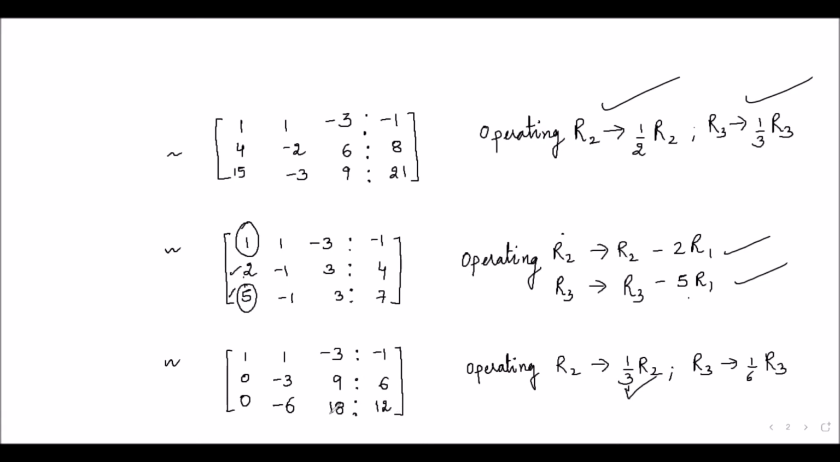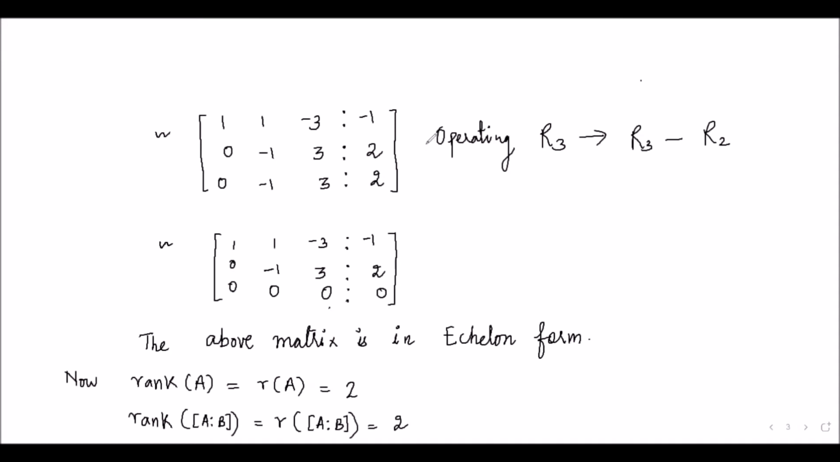Similarly, in the third row, we have the entries minus 6, 18, 12. Here, 6 is present in all the terms. 6 is common in all the terms. So we can reduce these entries by multiplying the third row with a non-zero scalar, which is now 1 by 6. So after applying these two transformations on the second and third row, what are we getting? We are getting this new matrix.